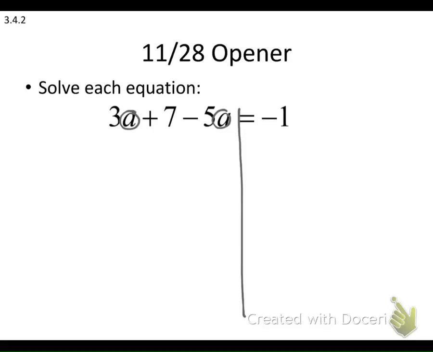Well, what are my like terms up here? What sign goes with the 3a and what sign goes with that 5a? The negative 5. Make sure you include that because that tells you what operation you're going to do. And then we have the plus 7 here. That's by itself. When I combine like terms, I always start with my variable first. So here you're going to take 3a minus 5a and get negative 2a, and then we bring down our plus 7. Now on my right side of the equation, it's already simplified for me. It's just a negative 1, so I'm going to bring that down.